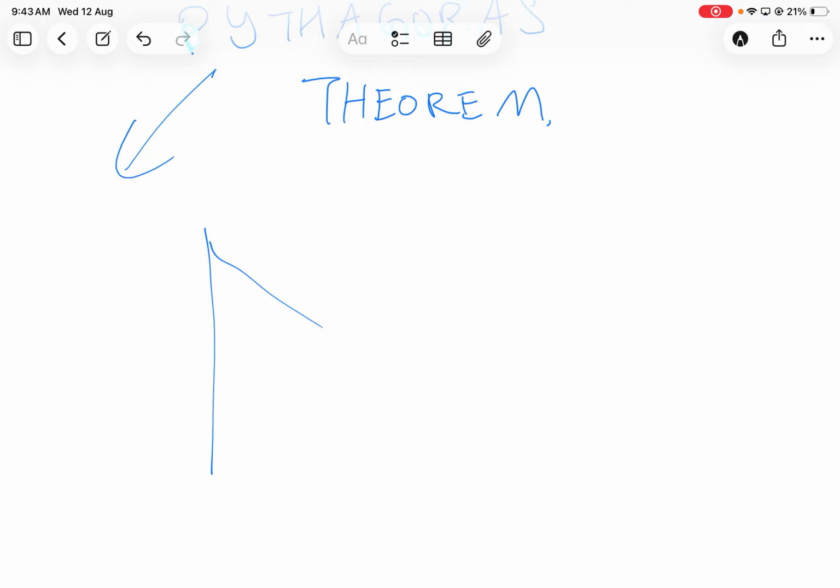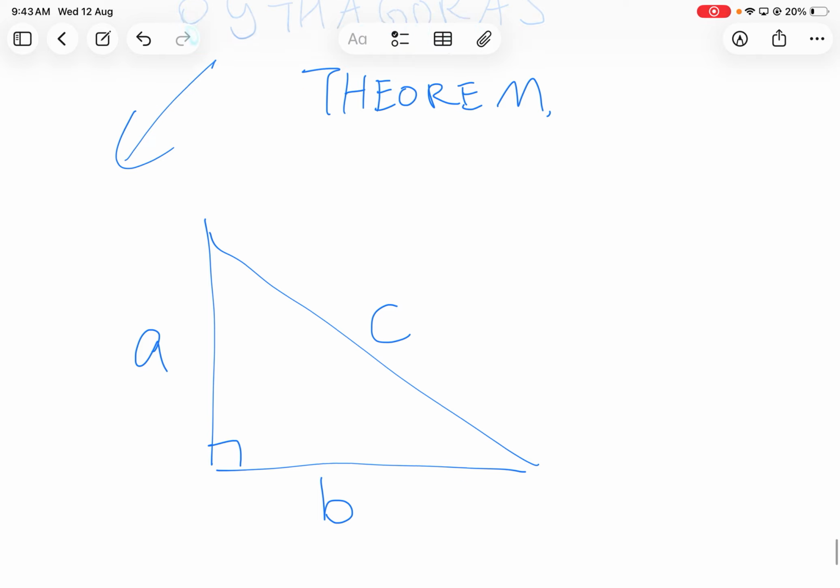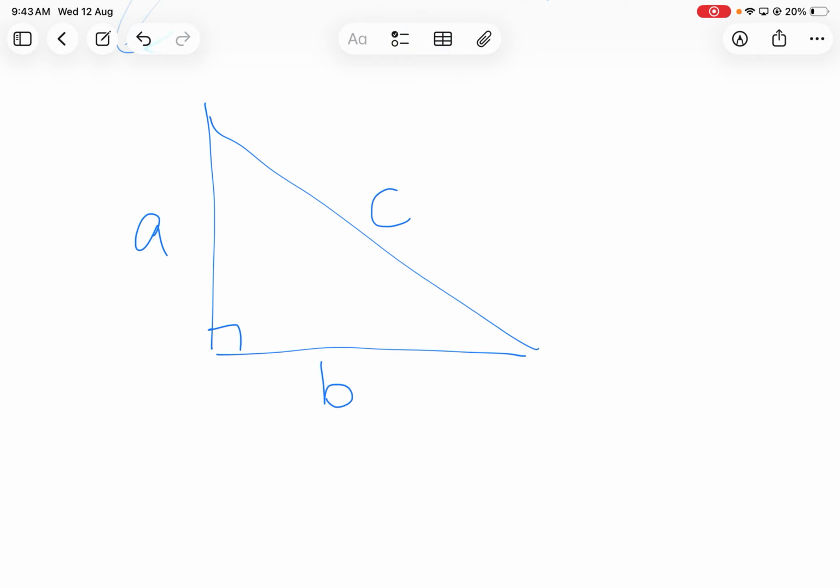He found out that whenever I have a right angle triangle, if I name these two sides A, B, and I name the longer side C, there is a relationship between these three sides of the right angle triangle. C is the longer side, because it is opposite the right angle. It is always the side opposite the right angle that is the longer side.